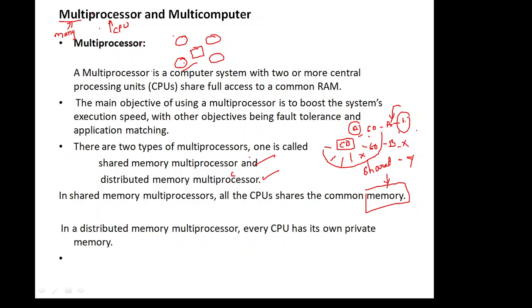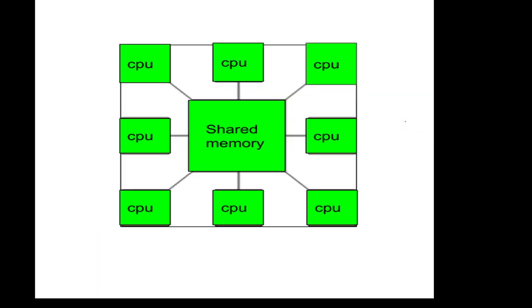Shared memory, in the sense, many processors will be there, and only a single memory they are going to share. Distributed memory, in the sense, each and every CPU is going to get its own memory, so that they should not depend on any other. They can do their work very easily. So that is the distributed memory multiprocessor. And this is the diagram of shared memory multiprocessor.